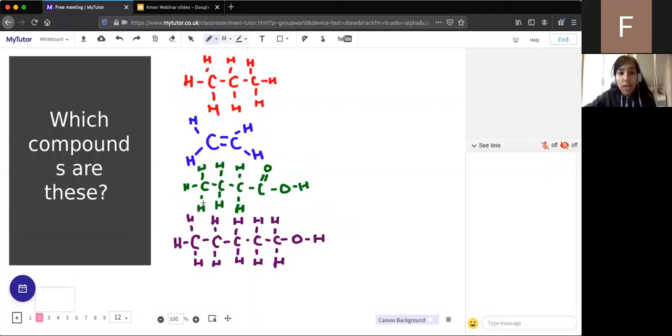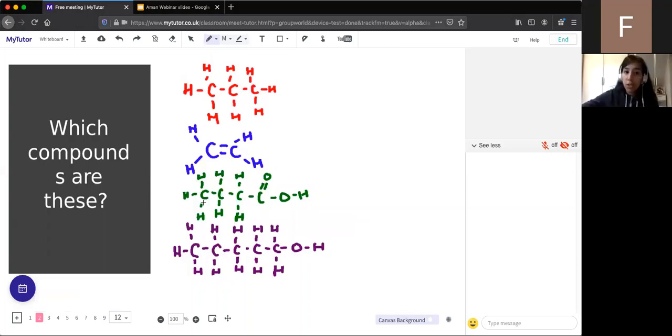Okay, so as a recap then, there are 4 structures on the screen. So let's try and name them. So we'll start with the red one, so the top one first. Any ideas? What's the top one? What is that? Can we name it? So in exam questions, they don't ask you to draw them out as much anymore. Usually they ask you to name structures.